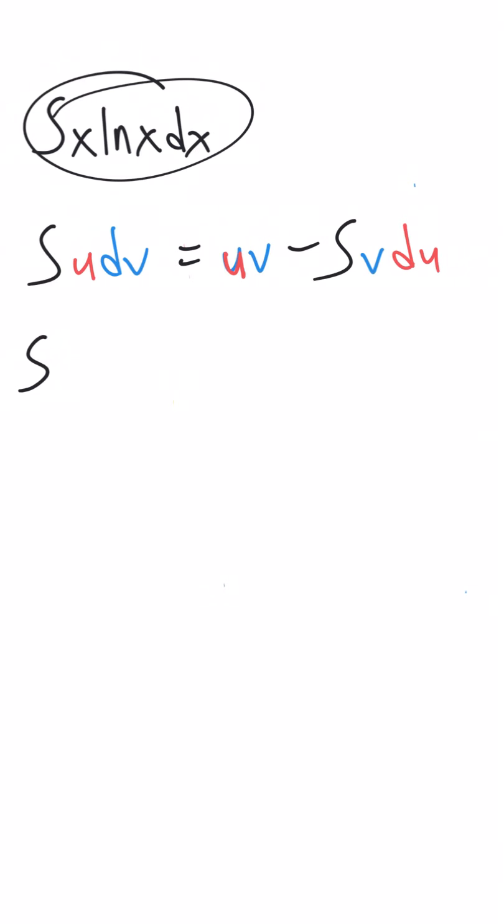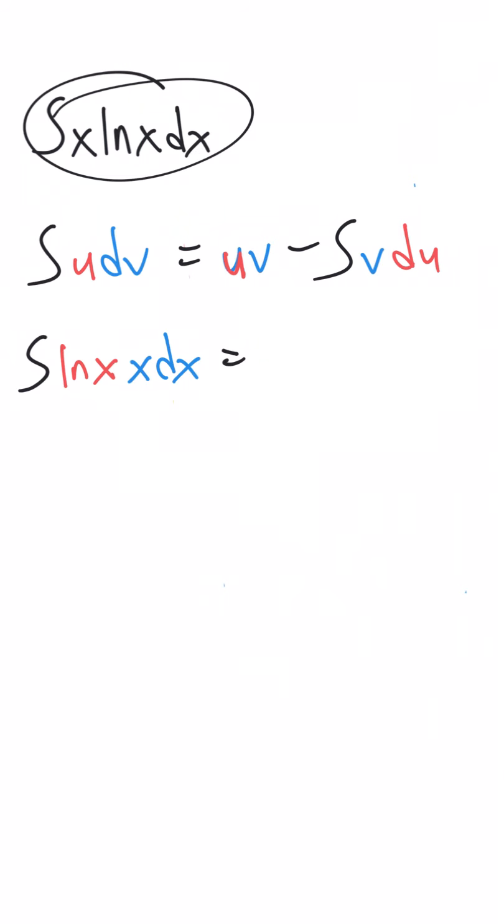You'd think u would be x, and you'd think dv would be natural log x dx, but you'll find that will not work. So I'm going to go with natural log of x for u, and I'm going to go with x dx for dv. I think that's going to work. Not positive, but I think it will. So let's write all these terms down at the bottom here.